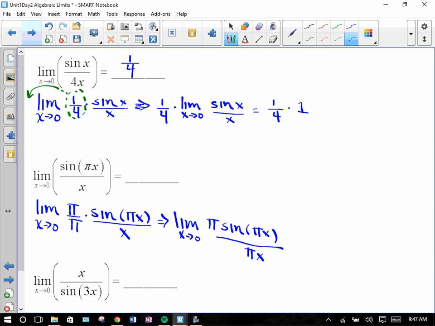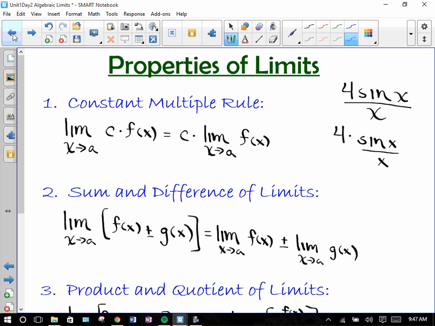So now, remember we said u is pi x. So I have sine pi x over pi x. What is the limit of that? 1. However, we have a pi here. This pi is a constant. So what would I do with this pi, if it's a constant? What did I do when I had a constant out here? I took it and removed it and put it outside, using the constant multiple rule.